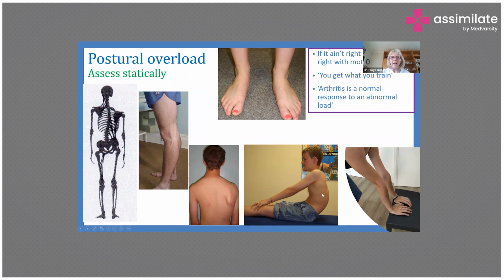This chap here has got a very posteriorly tilted pelvis. Why? Because his hamstrings are so tight. His hamstrings are so restricted, he cannot sit in long sitting. And a restriction of the hamstring is forcing a give into the thoracolumbar region here. And it's no surprise for you to hear that he has Scheuermann's disease, or pulling of the end plates on the vertebral bodies because of that overload.